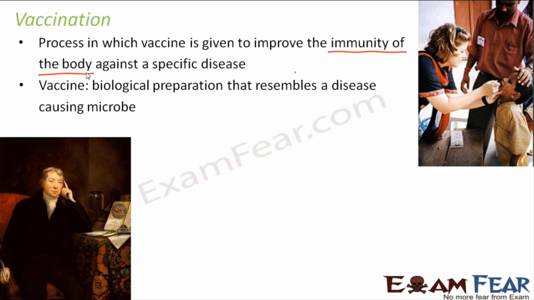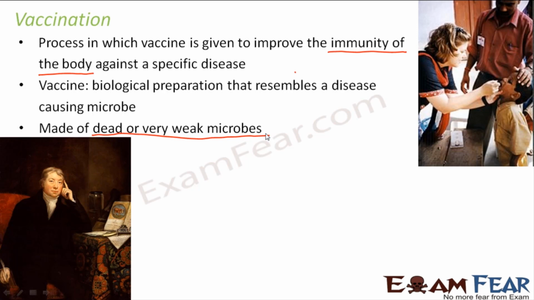Right? So using the same logic, Edward Jenner prepared a sample which would resemble a microbe that caused the disease, but at the same time he made it of dead or very weak microbes, because if he puts strong microbes in the vaccine, then the vaccine itself might affect the body, right? So he used very weak microbes or dead microbes.